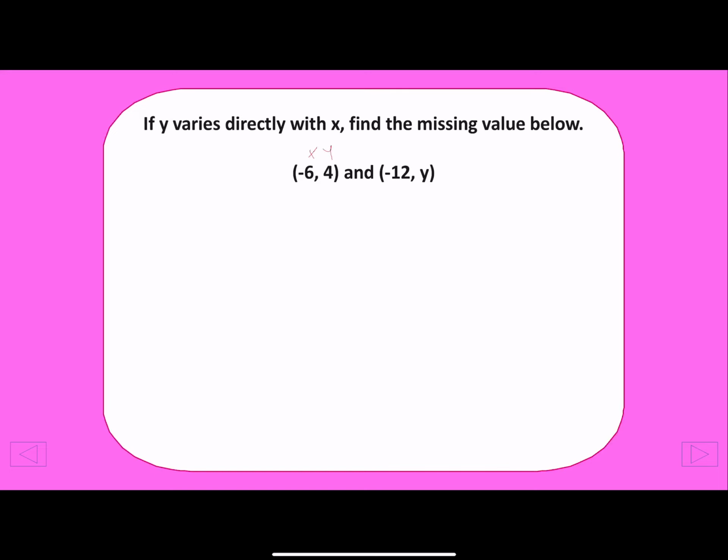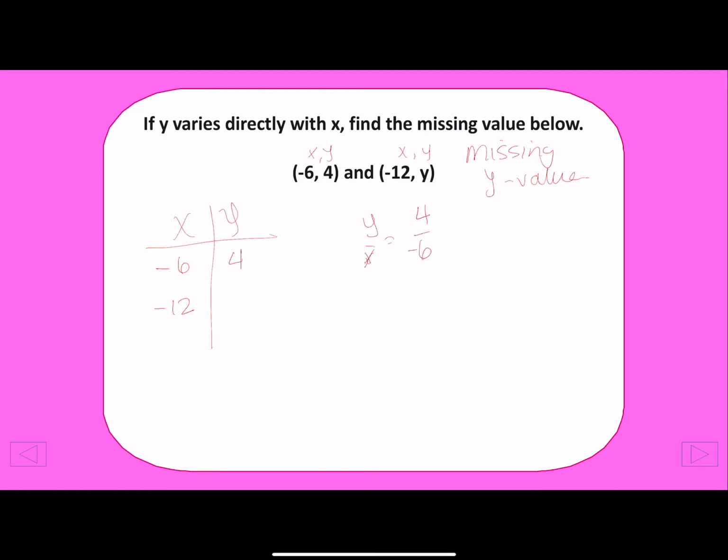Okay, I'm going to look for one that is going to have a missing value, like this one, okay? So I'm going to say that x and y and x and y. I am missing the y value, okay? So you're missing a y value. Therefore, you have to find that, okay? So we're going to create a table, and the first set of points will be -6 and 4. The next one will be -12, and then we're missing the y, right?